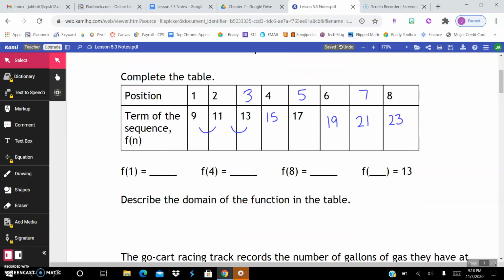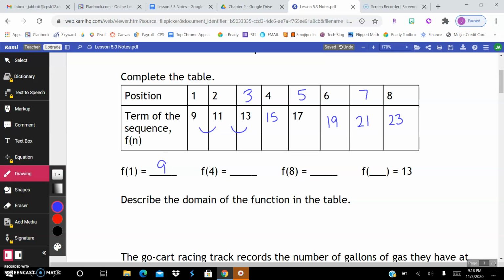Here, the function of 1, the answer would be 9. Function of 4, the answer would be 15. Function of 8, the answer would be 23. And then our last one, the function of what gives us 13? Well, the function of 3.